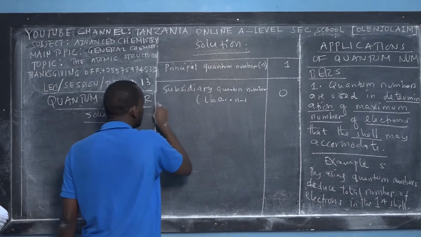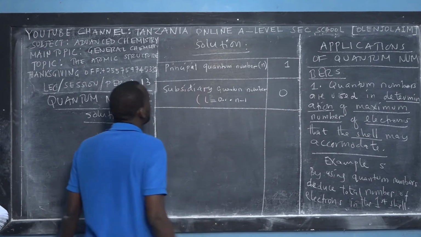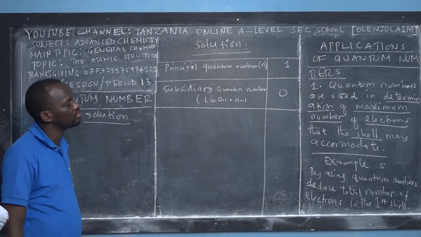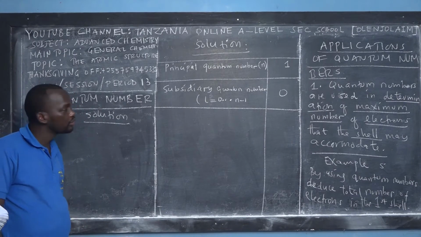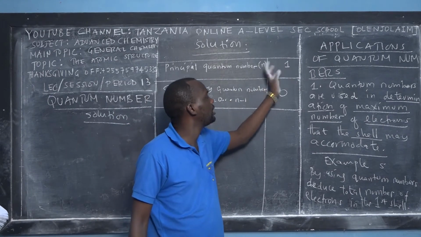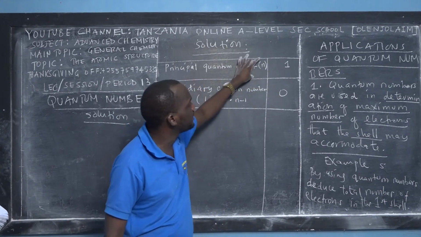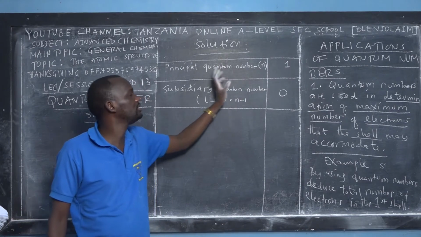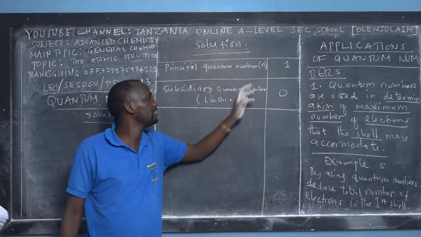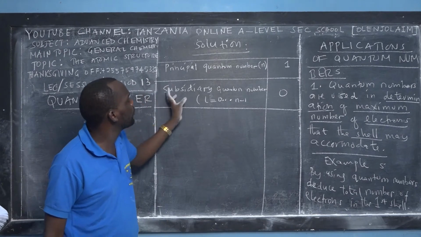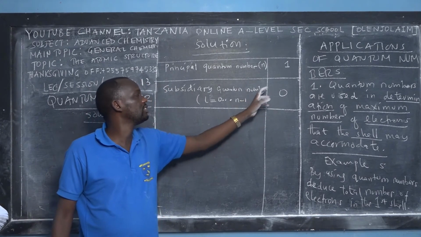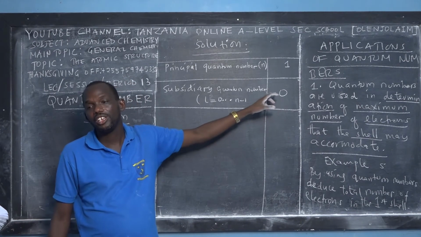Again, remember that the principal quantum number does not tell us the total number of electrons. The subsidiary quantum number does not tell us the total number of electrons. What information do we get here? This is the first shell, the first energy level, or ground state. Electrons mostly like to remain in this energy level. So what information do we get here? When L is equal to 0, this indicates the s sub energy level.